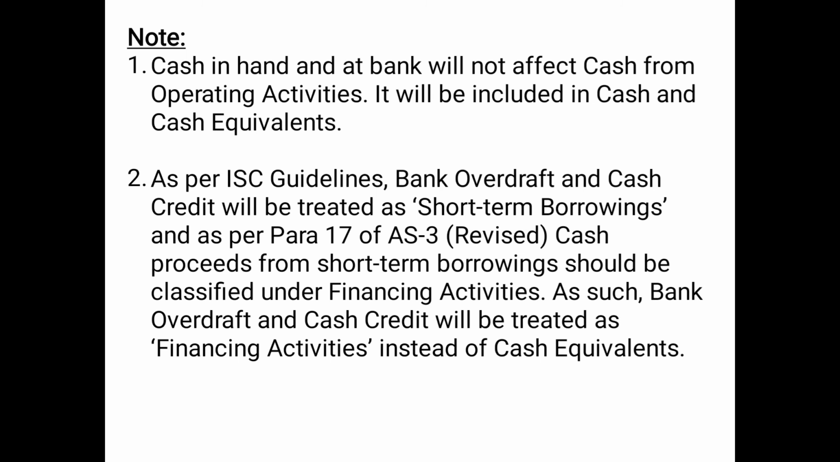Point number 2, as per ICAI guidelines, bank overdraft and cash credit will be treated as short-term borrowings, and as per para 17 of Accounting Standard 3 revised, cash proceeds from short-term borrowings should be classified under financing activities. As such, bank overdraft and cash credit will be treated as financing activities instead of cash equivalents. That means we will not incorporate bank overdraft or cash credit as cash equivalent. Rather, these will be considered as short-term loans or short-term borrowings in case of financing activities.